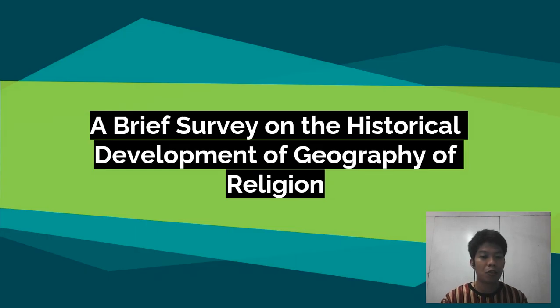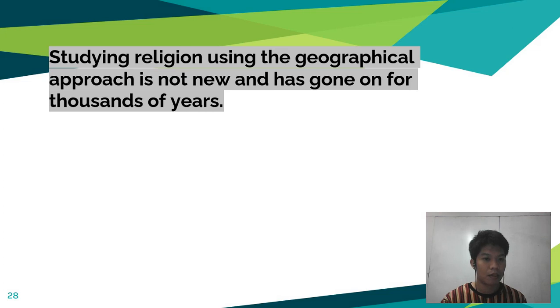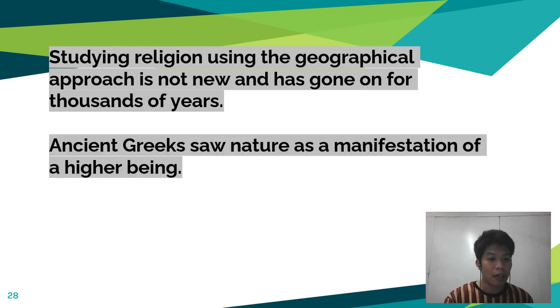Okay, a brief summary of the historical development of the geography of religion. Studying religion using the geographical approach is not new and has gone on for thousands of years. Ancient Greeks saw nature as a manifestation of a higher being. Okay, scholars in ancient Greece believed that nature was the manifestation of supreme beings. That's why in studying religion it was important for them to consider the geographical location of the religions.